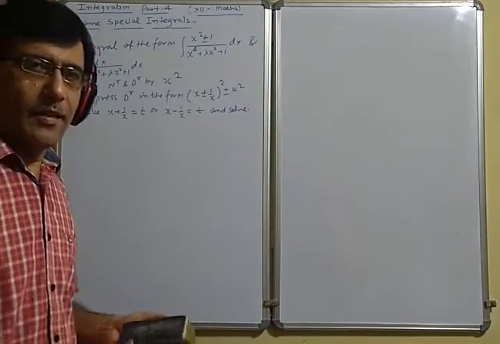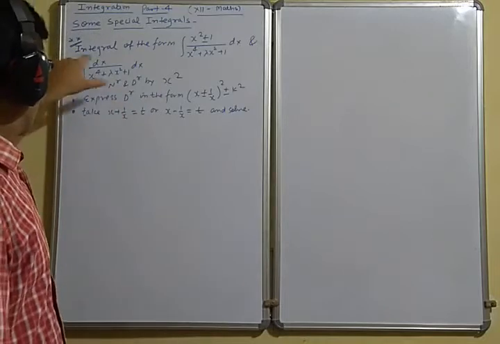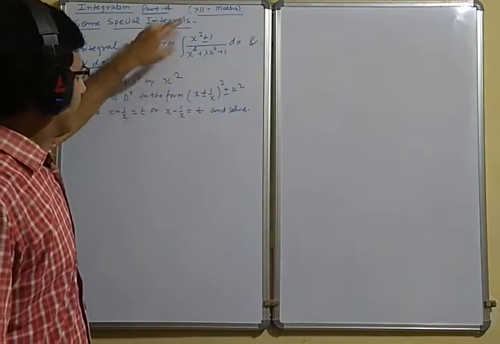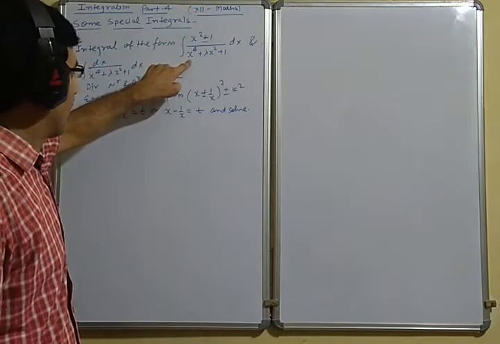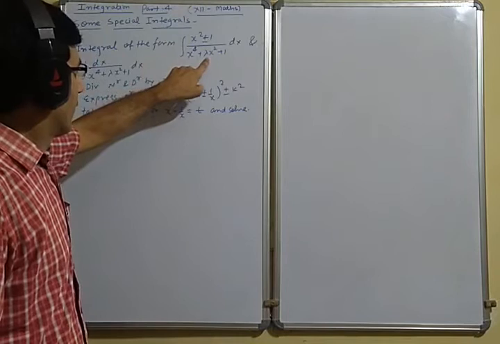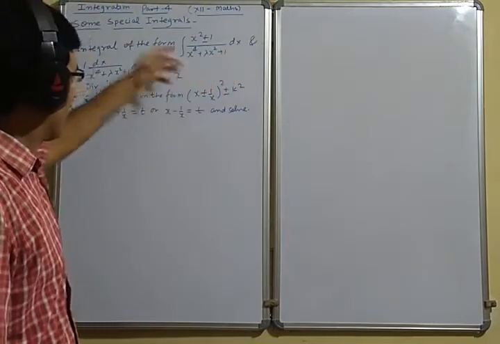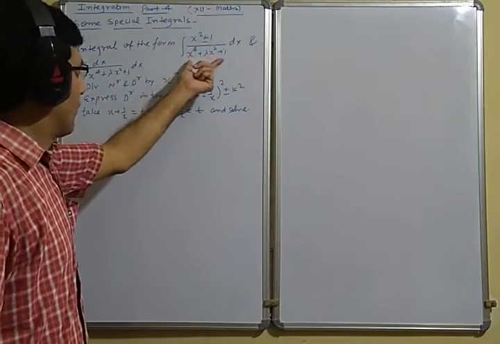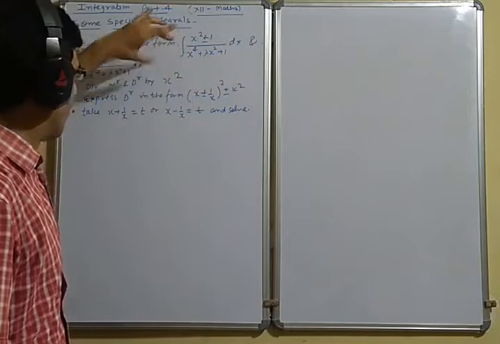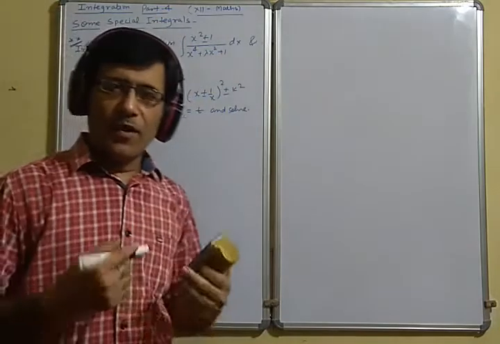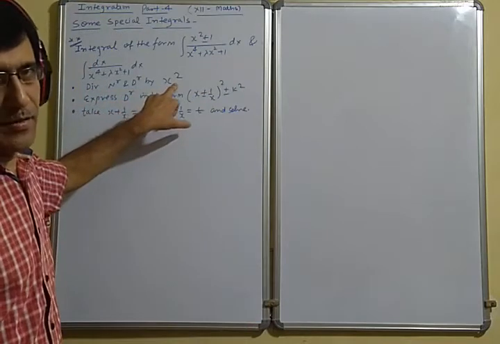Now let us see another type of integration, another form. Integral of the form x square plus minus 1 upon x raised to power 4 plus lambda x square plus 1 dx, or simply dx upon x4 plus lambda x square plus 1. These two forms. First of all we divide numerator and denominator by x square.